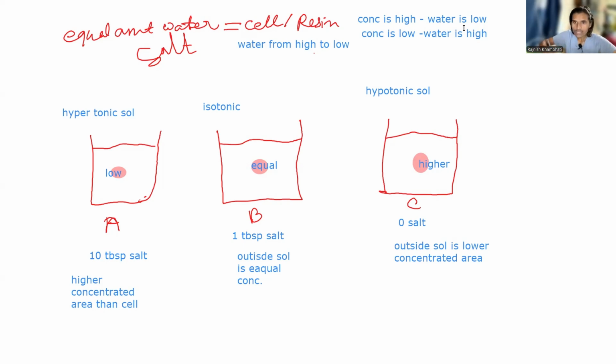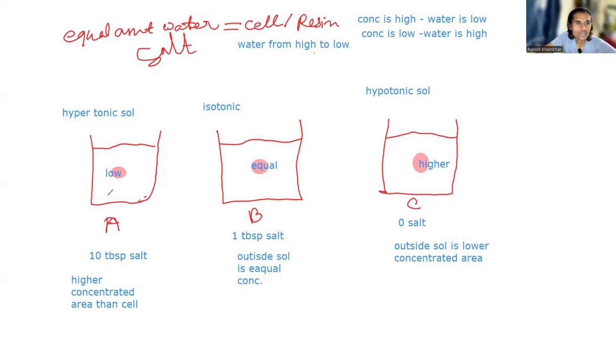Okay. Now in A, what you can see is the outside solution is higher concentrated, which means concentration is high. Concentration high means, see over here, water is low. So outside water is low and inside the grape water is high.